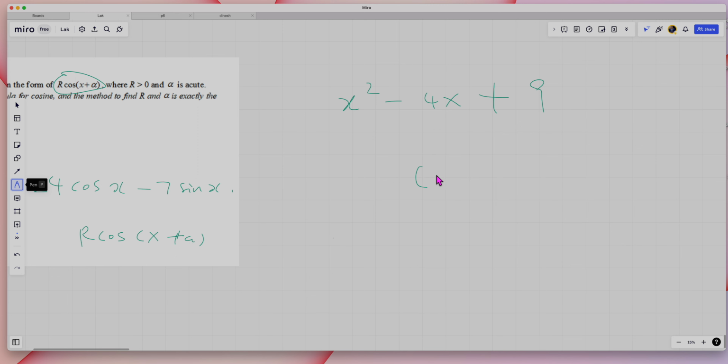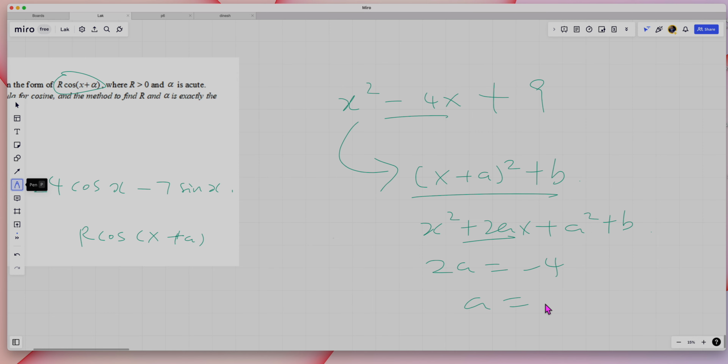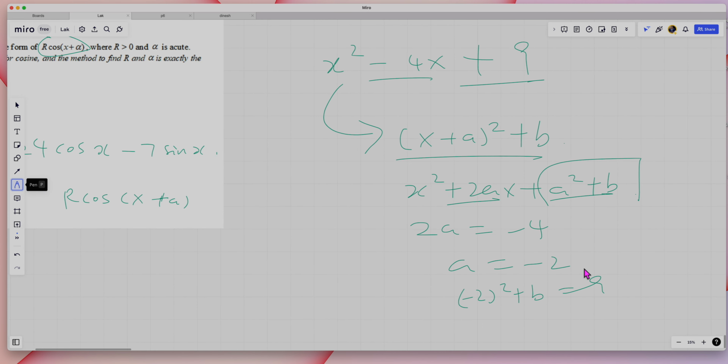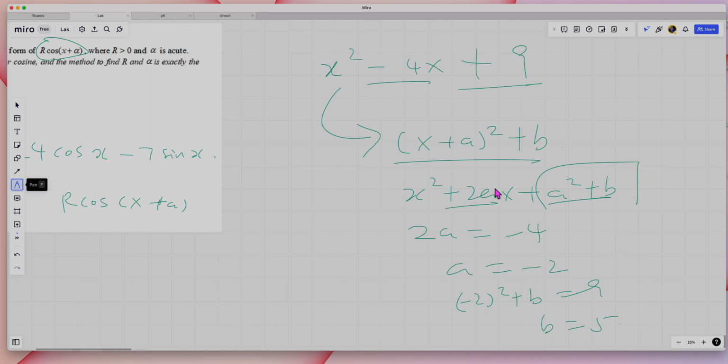So over here, you need to get it into this format. How do you get into this format? I'm not going to do completing the square, I'm going to do it by comparison. Open this one up: x squared plus 2ax plus a squared plus b. Does it make sense? So 2a is equal to minus 4, so a equals minus 2. Then a squared will be equal to 9, so sub a in, and b is equal to 5. So basically this is x minus 2 squared plus 5.